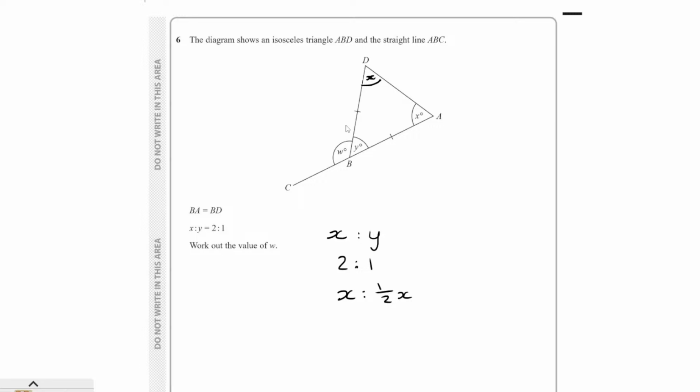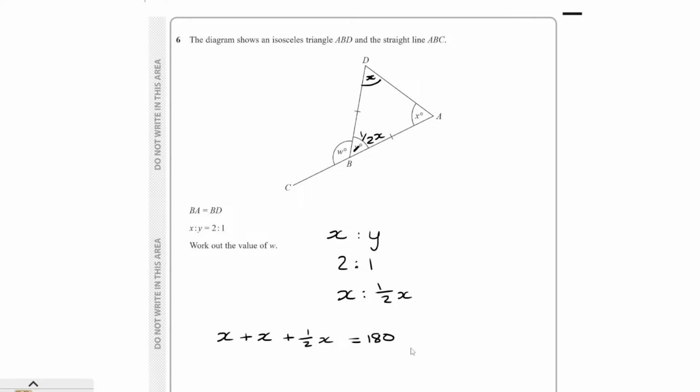That's one way. So you could write here instead half X. And then I can create my equation that all of those should add up to 180, shouldn't they? So we're X plus the other X, which is the same angle, plus the half X, which is where Y was, equals 180. You could do that.